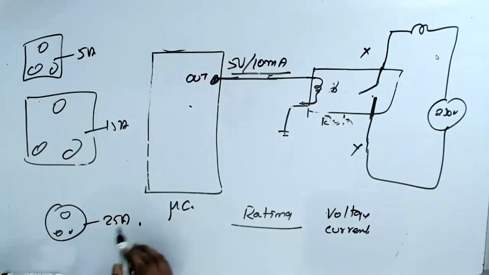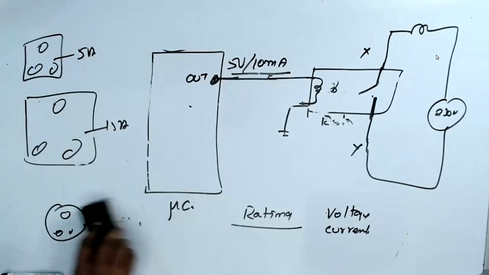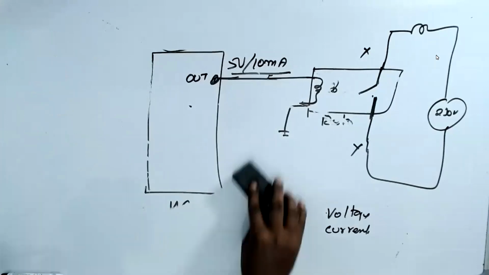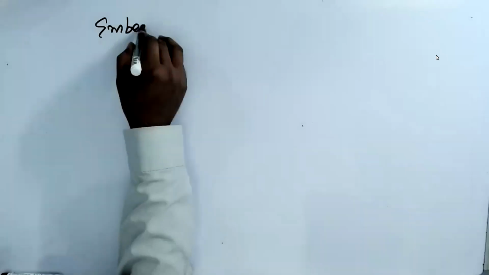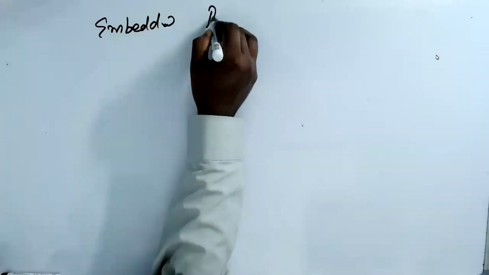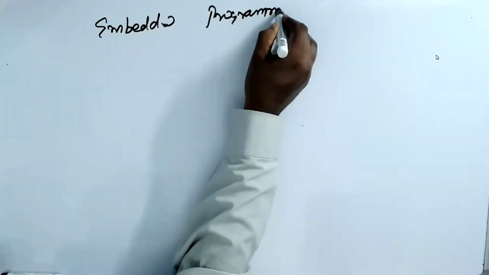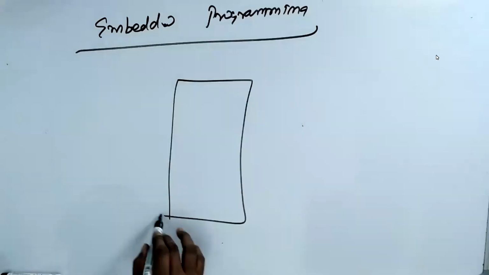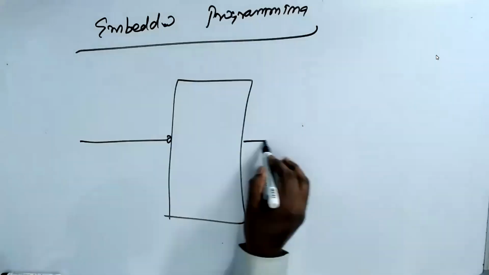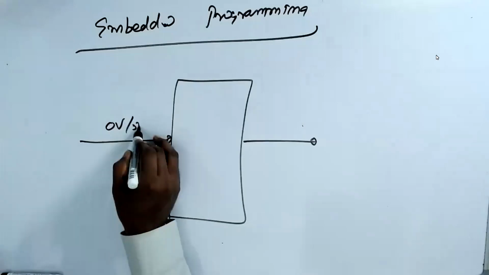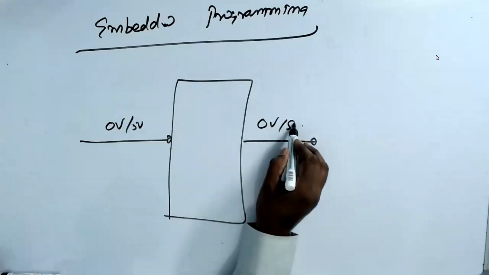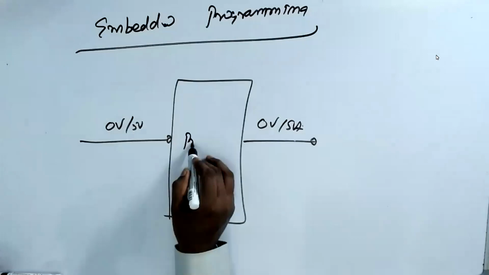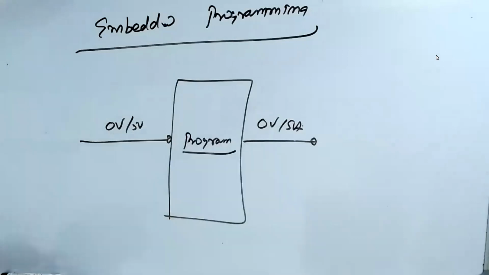So in the embedded system, there are two portions. One portion is quite simple. That is called embedded programming. That's the simplest. You have a microcontroller, you take the input, you give the output. You get 0 volt or 5 volt, you give 0 volt or 5 volt. Nothing will happen, but you write a program here. This is what you are supposed to master.